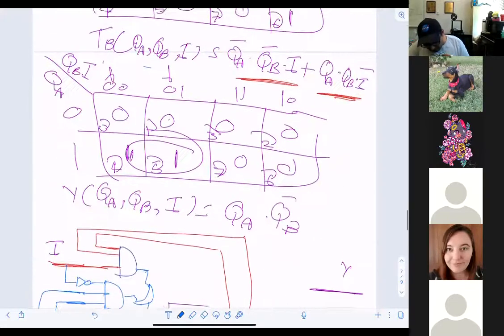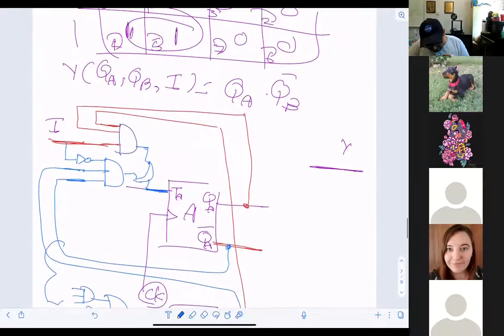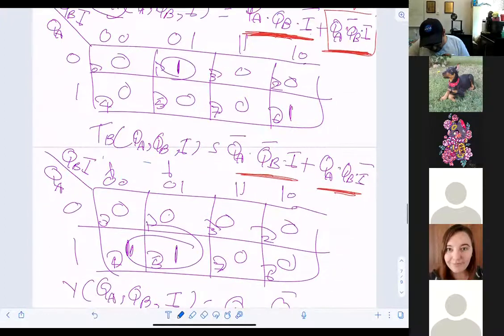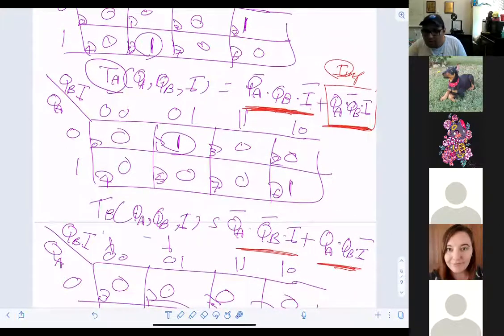Yeah, but for that circuit, that was for TB, not TA. No, he did it for TA. Okay, never mind. He underlined TB, but he can remove that. There you go. Much better, right?